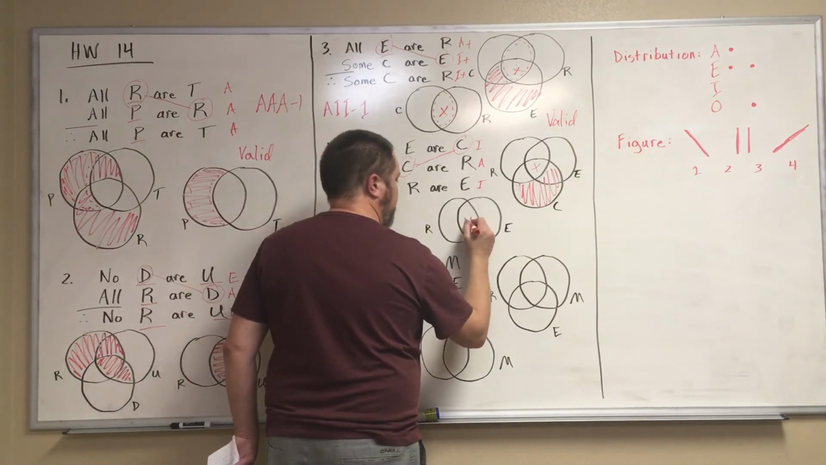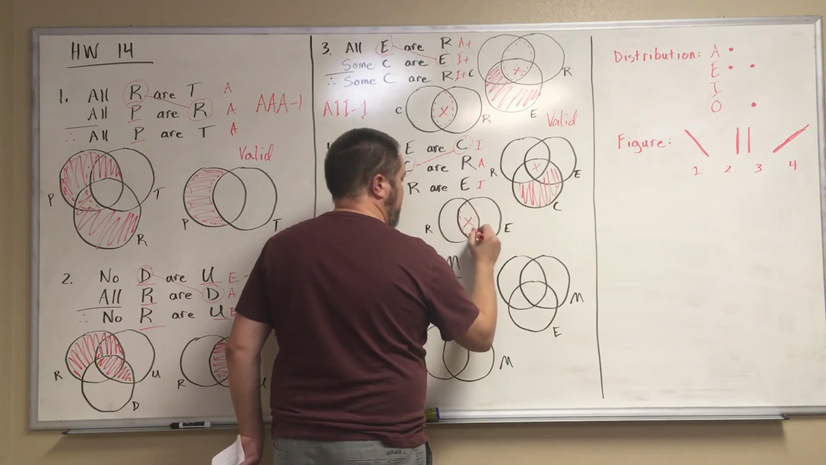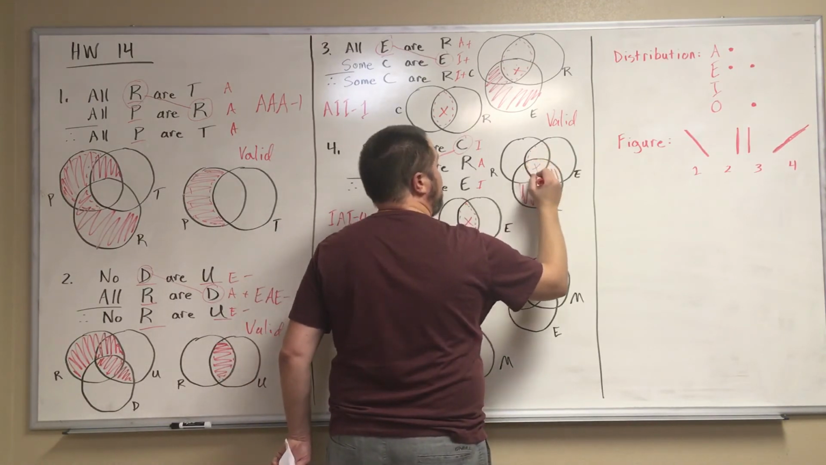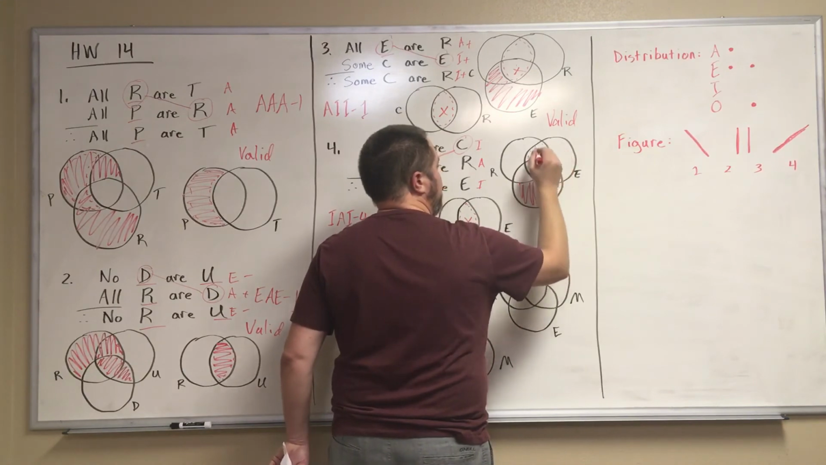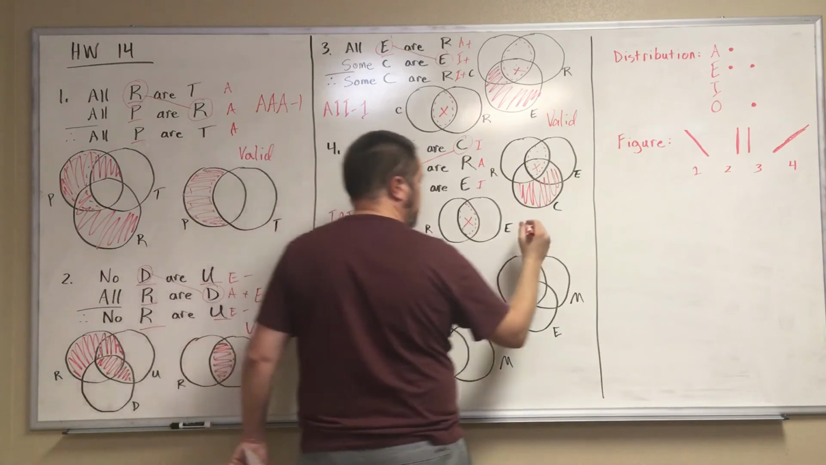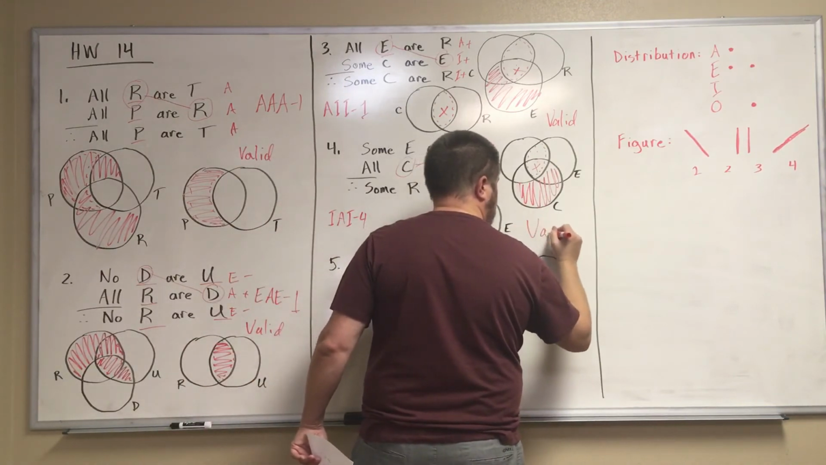Conclusion, some R are E. So there has to be an X somewhere in that football. Just like the last one, doesn't matter if it's up here or down here, as long as we have an X somewhere in that football, it is valid.